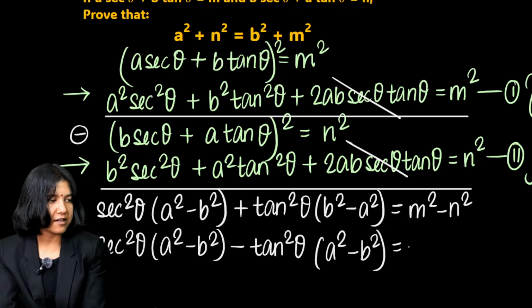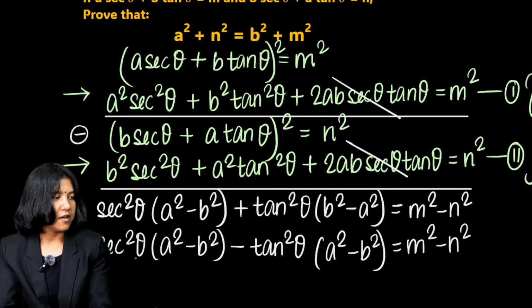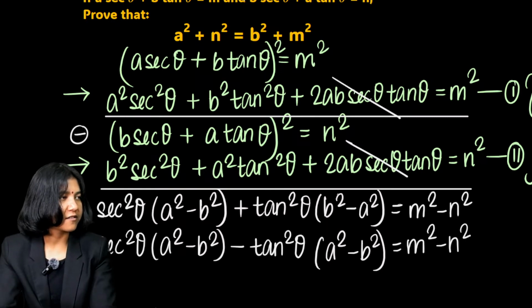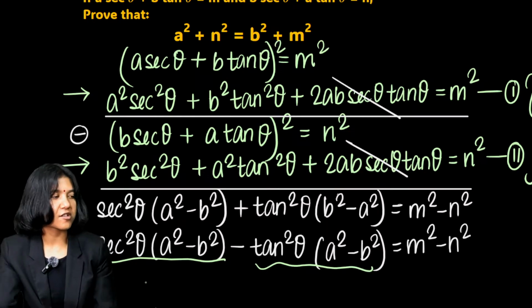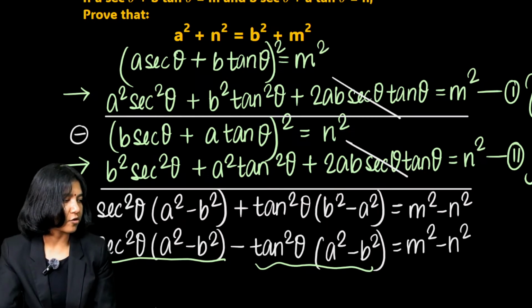Once I did that, now I am very close to what they want me to prove. You have two expressions again. Out here you have two expressions. Both the expressions have a squared minus b squared part common.